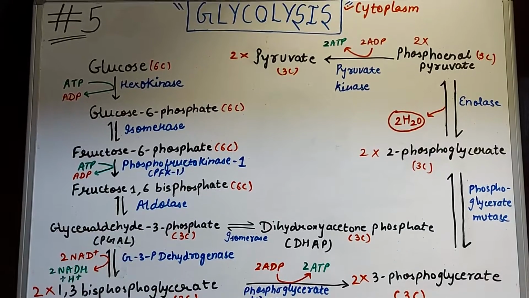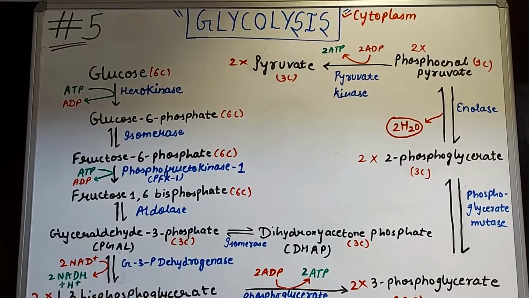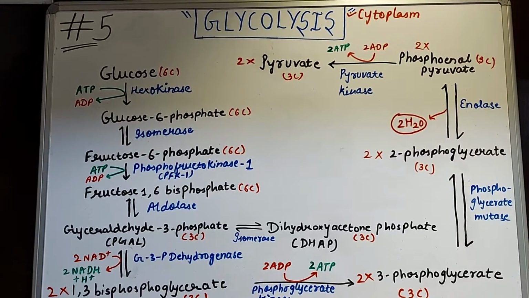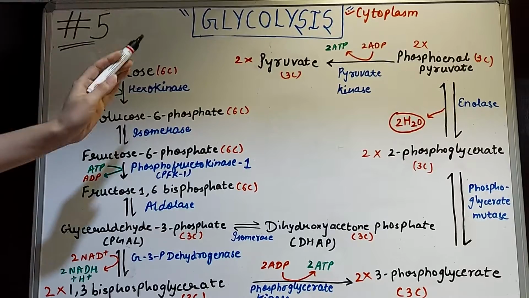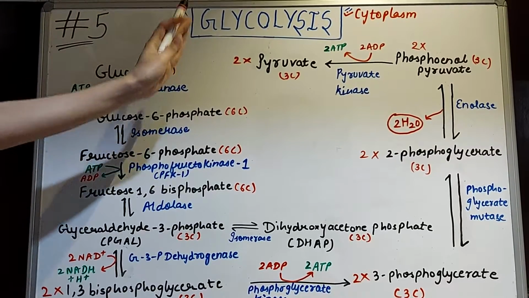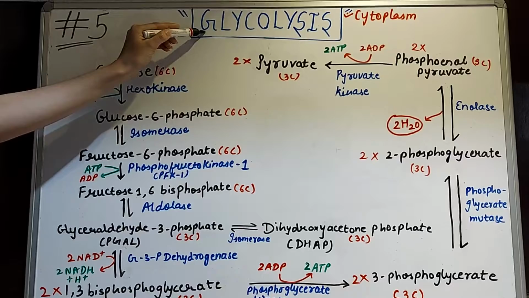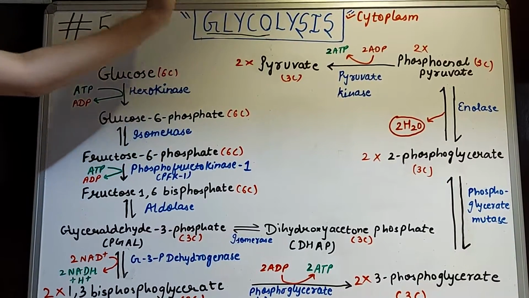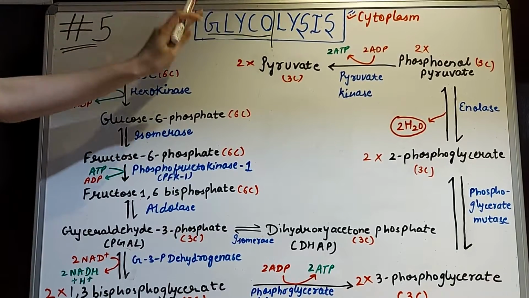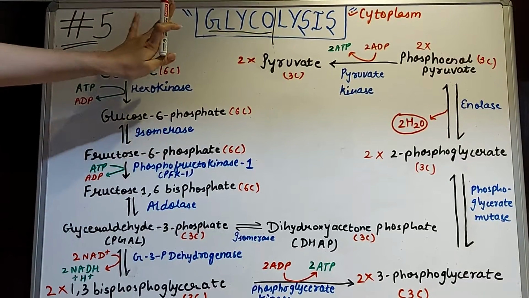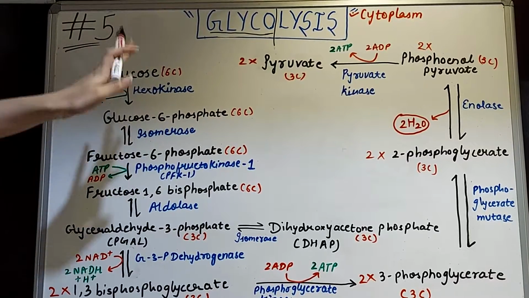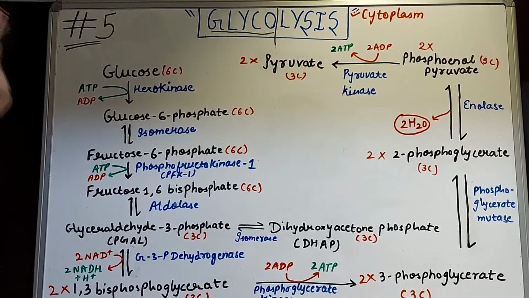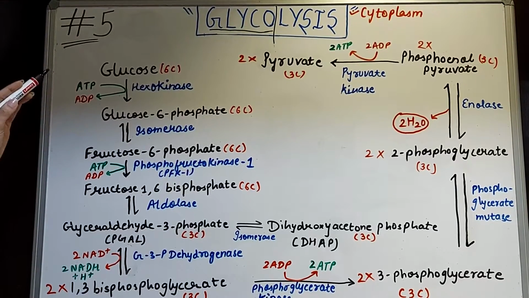So today we will learn about the process of glycolysis. Let's first understand what the term glycolysis means. If we break the word into two, it becomes glyco and lysis. Glyco means sugar molecule and lysis means splitting. So the term glycolysis itself means splitting of sugar molecule. Here we are talking about the glucose molecule. So the splitting of glucose molecule is known as glycolysis.